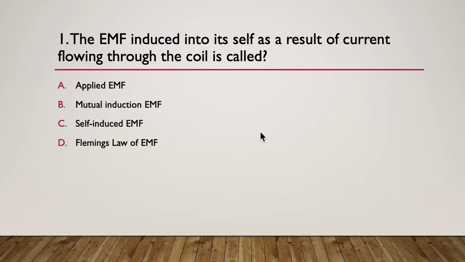So here's the first one. The EMF induced into itself as a result of a current flowing through a coil is called what? A. Applied EMF. B. Mutual induction. C. Self-induced EMF. D. Fleming's law of EMF. So pause here. Here's the hint. Whose law of magnetism is actually at play here?